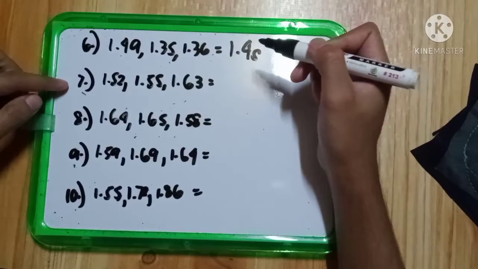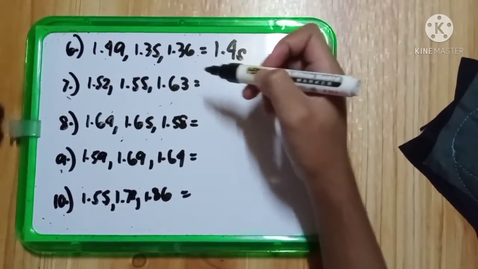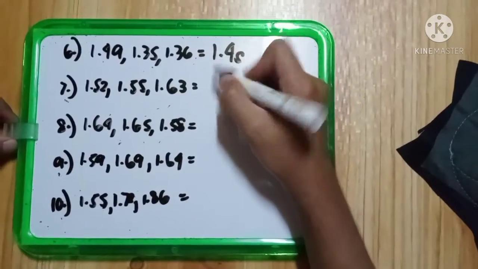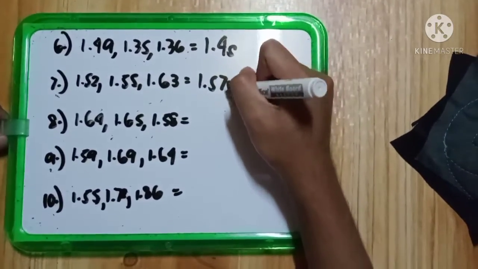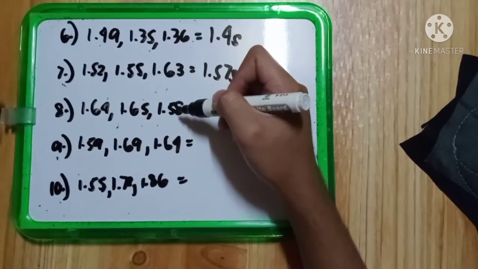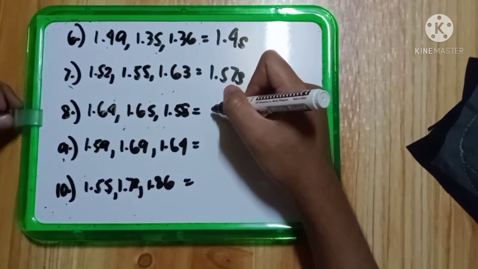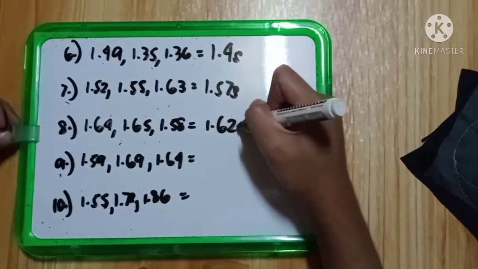Same goes for strip 7, which is 1.2, 1.55, and 1.63. The result will be 1.57 seconds. Then 1.64, 1.65 plus 1.58 divided by 3 would equal 1.62 seconds.